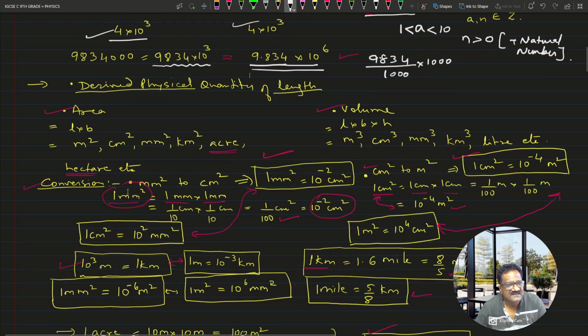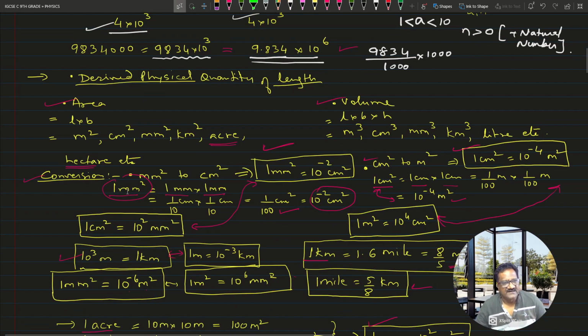Next is derived physical quantity. Now, you know that there are three fundamental physical quantities: length, mass, and time. Now, these are not the only physical quantities, there are many other physical quantities. So, those physical quantities are known as derived physical quantities. So, what is a derived physical quantity? Derived physical quantities are physical quantities which are made by using the fundamental physical quantities.